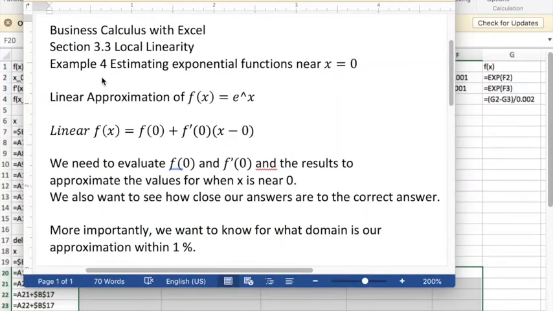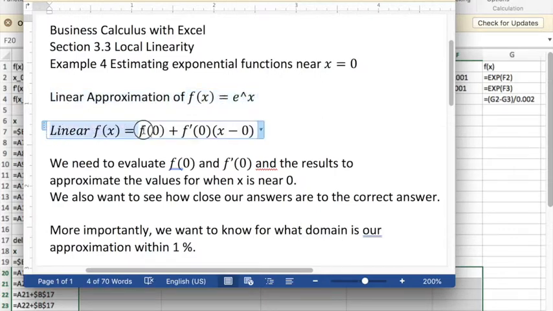Today we're looking at Example 4 out of Section 3.3 Local Linearity of Business Calculus with Excel. We're looking for a linear approximation of f of x equals e to the x. And as always, our linear approximation is f of our base point plus f prime of our base point times the distance from x to our base point.